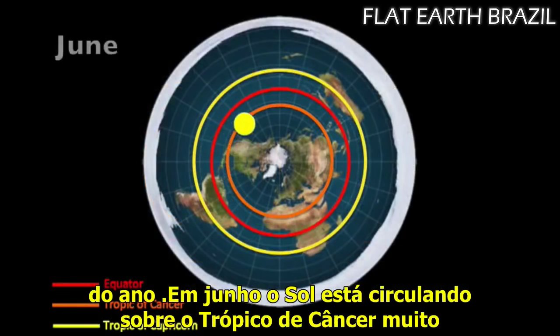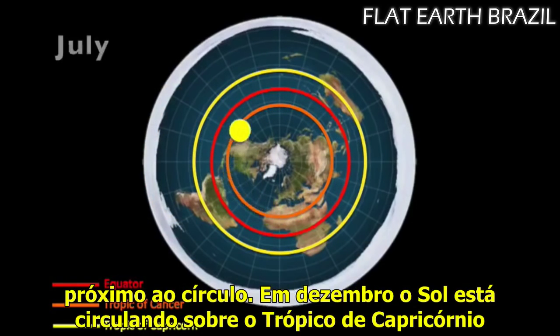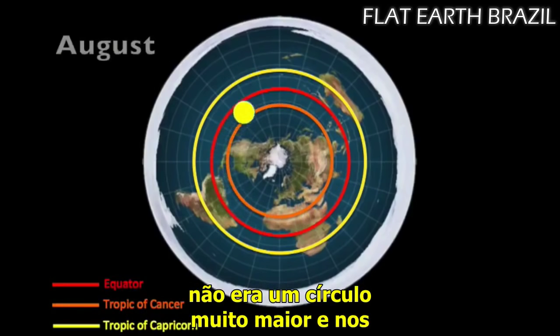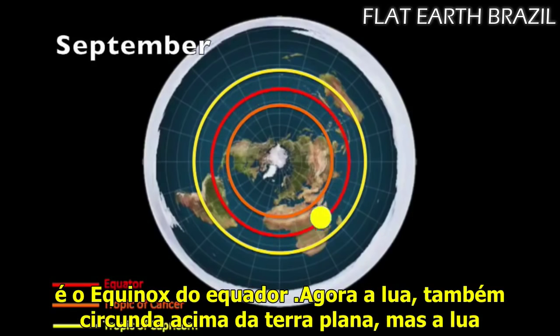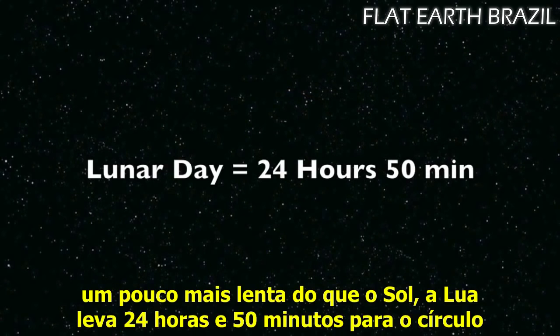In June, the sun is circling over the Tropic of Cancer. So it's got a much tighter circle. In December, the sun is circling over the Tropic of Capricorn, so it's got a much bigger circle. And at the equinoxes, the sun is circling over the equator. Okay, equinox, equator.